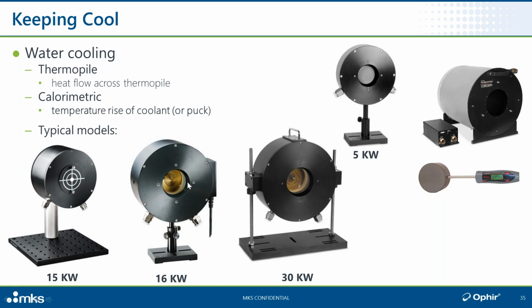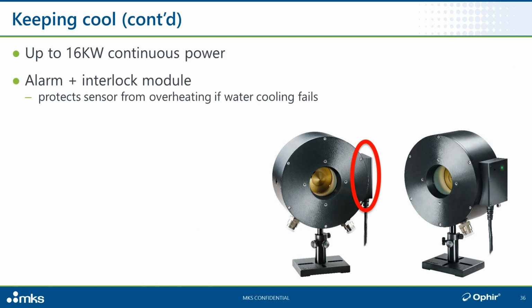I just want to say a couple words about the 16 kilowatt model because there's one interesting feature that it has. And that interesting feature is this module over here. It's an alarm and interlock module, which the user can connect to the laser, and it monitors the cooling water flow and temperature. It can be set up to automatically disable the laser if it detects that something has gone wrong with the water cooling, so that the sensor doesn't very quickly overheat and melt or anything like that.